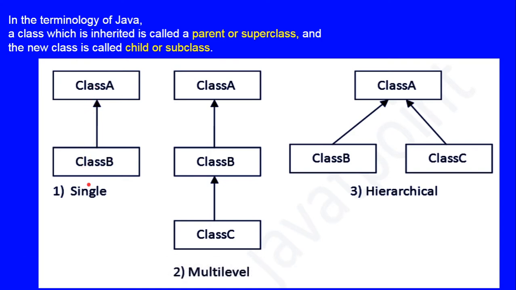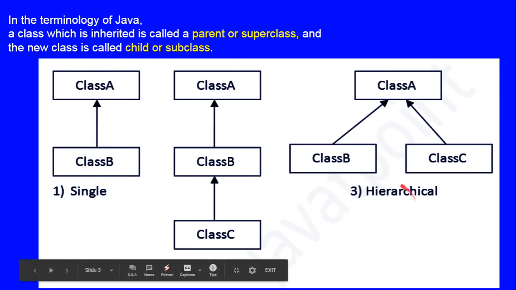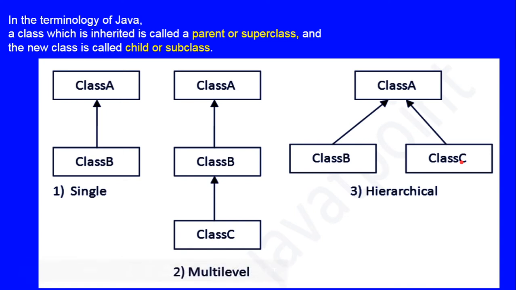That is the single inheritance. And now here, hierarchical inheritance. Here class A is the parent class, and class B and class C are the child classes. Now class B can acquire all the qualities of class A. Likewise, class C can acquire all the qualities of class A. So that is the concept of hierarchical inheritance.